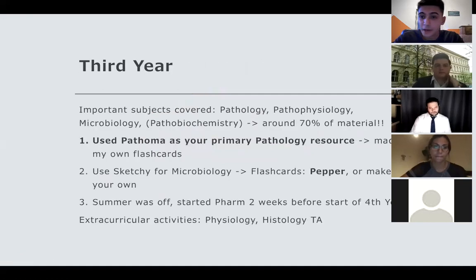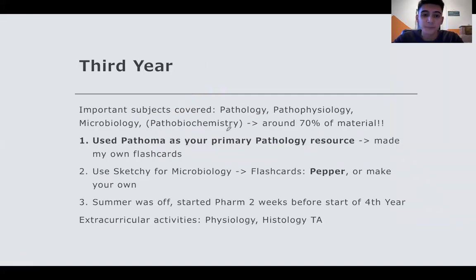Next point. Now in the third year, it's going to be more interesting, because in the third year you're actually going to cover 70% of the material: pathophysiology, microbiology. As I said multiple times, I used Pathoma as my primary go-to resource. I made my own flashcards, so it's just repetition. For microbiology, I used Sketchy videos. I added some AMBOSS to fill out the blanks for the final questions. And I used Pepper and made partially my own flashcards to reinforce that material.